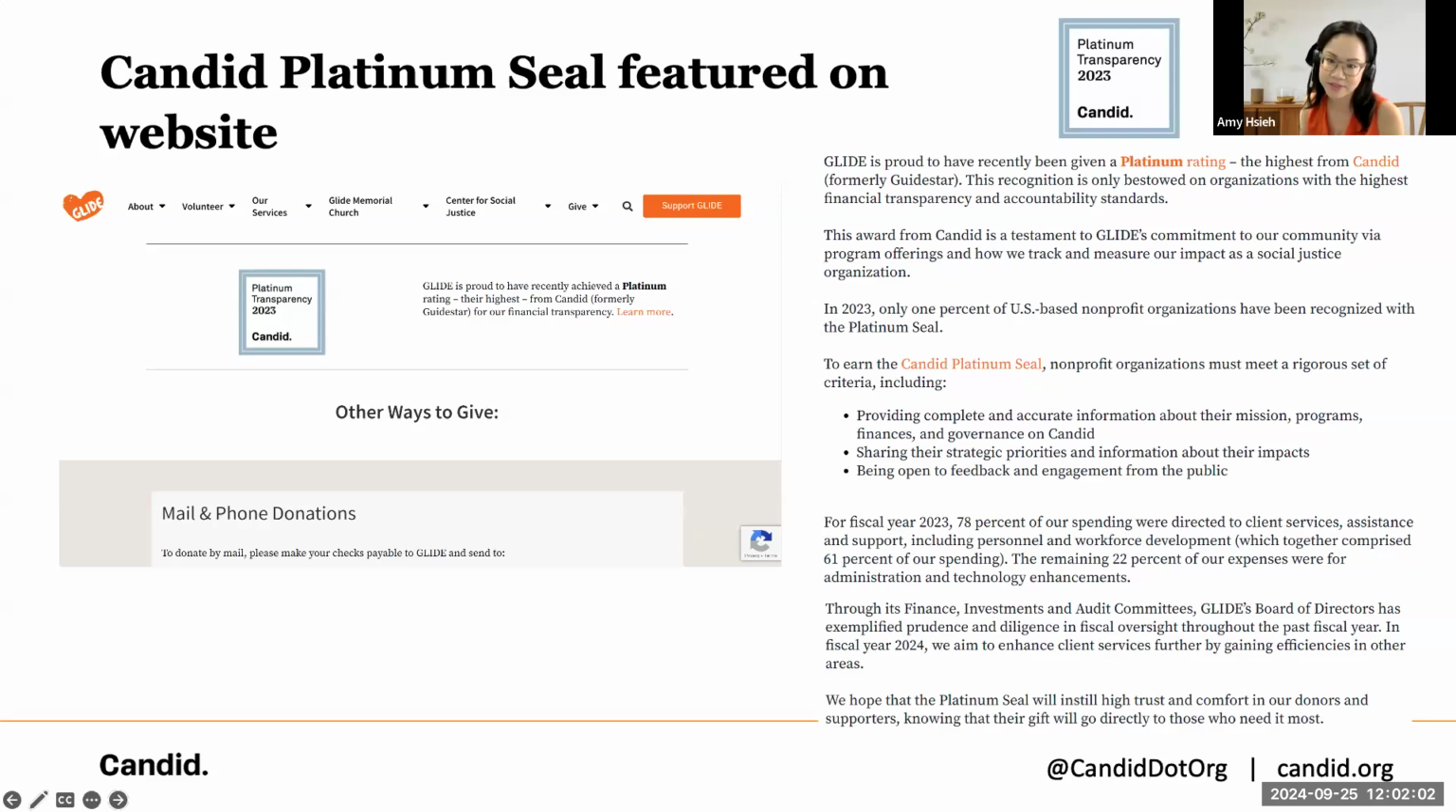Here it says the Candid Platinum Seal is achieved by only 1% of US-based nonprofit organizations. And it's something that we're very pleased to align our personal brand with. So included in this explanation, we say that, through our Finance, Investments, and Audit Committee, our Board of Directors has exemplified prudence and diligence in our fiscal oversight. And we're proud to say that our Platinum Seal instills high trust and comfort in our donors and supporters, knowing their gift will go directly to those who need it most. If you can move to the next slide, please.